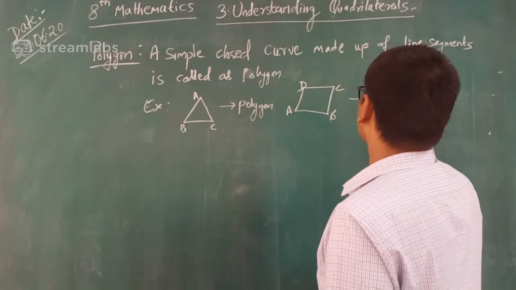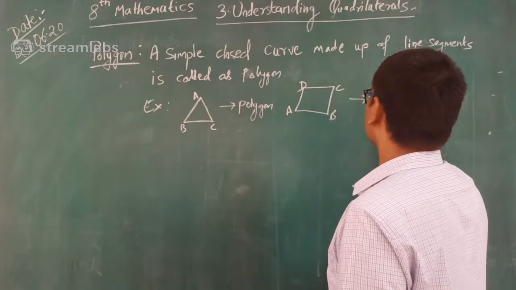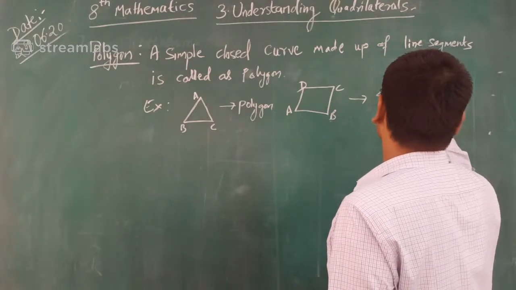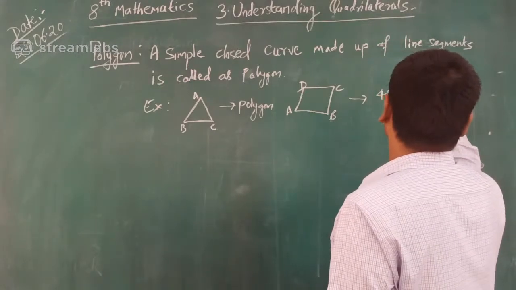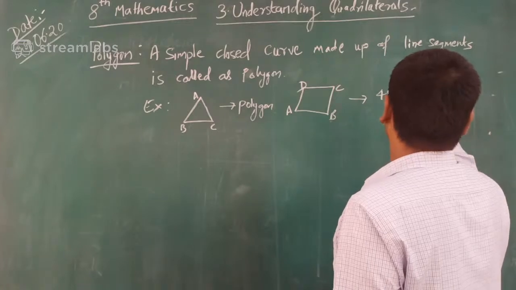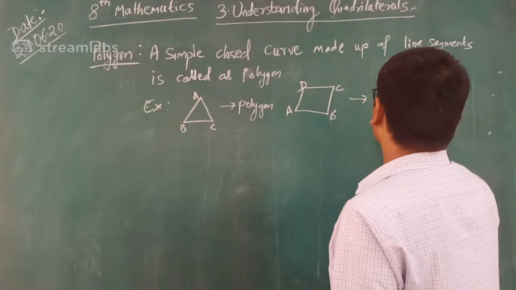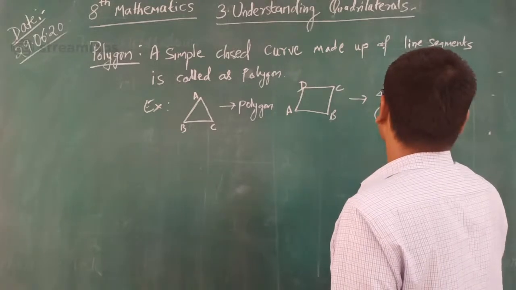This is a four-sided polygon, also called a quadrilateral.